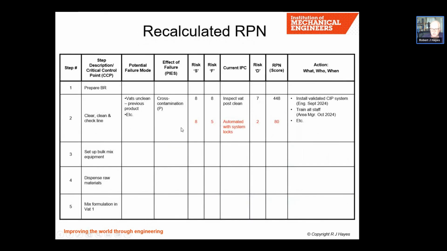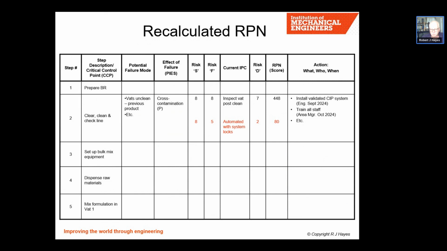Now, cross-contamination seriousness doesn't change. We hope that if we put an automated cleaning system in, it will be better than the manual cleaning system that we've used at the moment. The system is fully automated and it's got locks on the system so that you can't run a fresh batch until you've managed the previous batch. The cleaning system is validated, and that's the important thing, validated clean in place. So that reduces our risk detection level from a 7 down to a 2. We've now got a risk priority number score of 80. So we've taken a high score of 448 down to 80. If we implement this, we've reduced the risk.